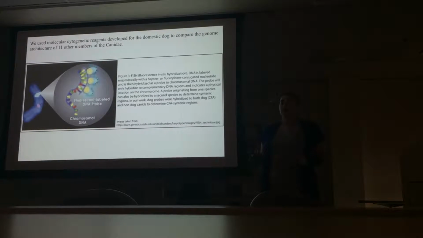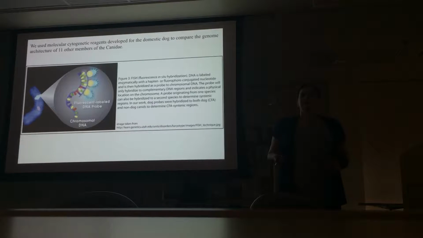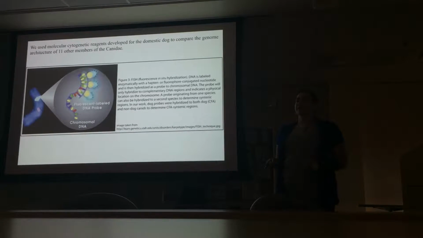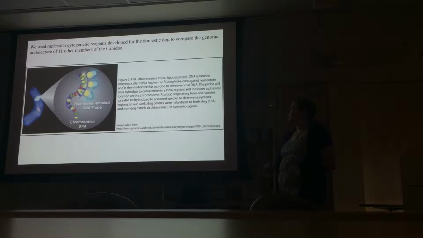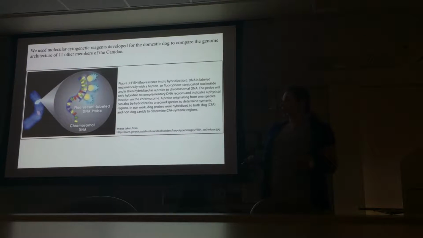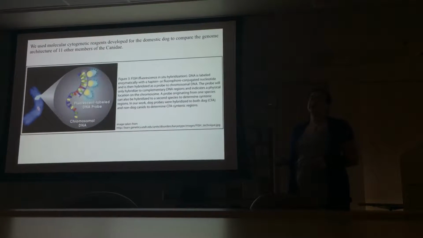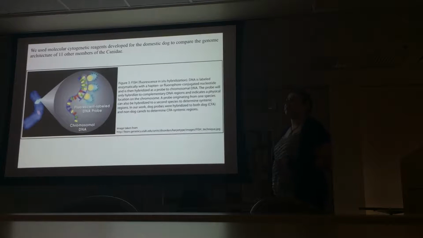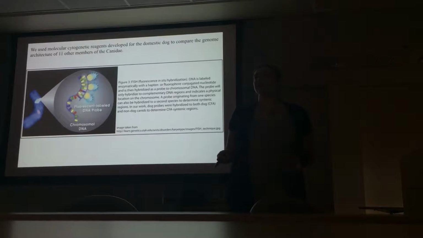And this technique utilizes flow-sorted chromosomes or chromosomes that are microdissected from cells and labels it with, again, a fluorophore, and then that is applied to microarrays. And the result is that you can identify sequence that is present on that chromosome.